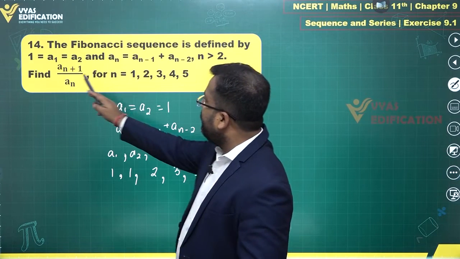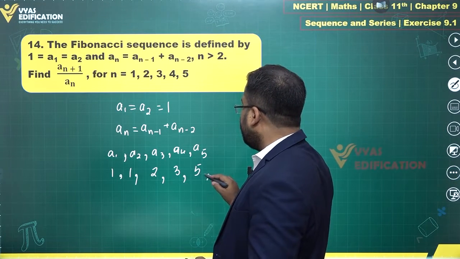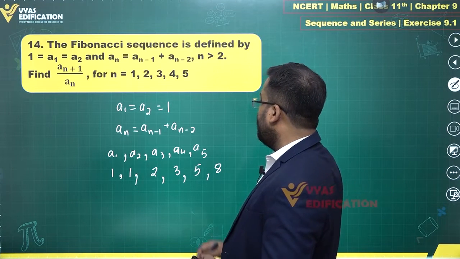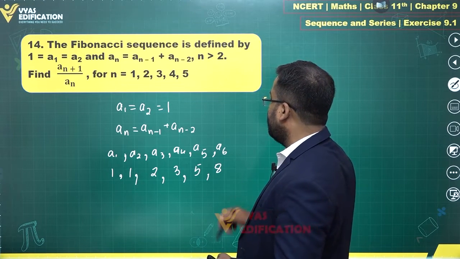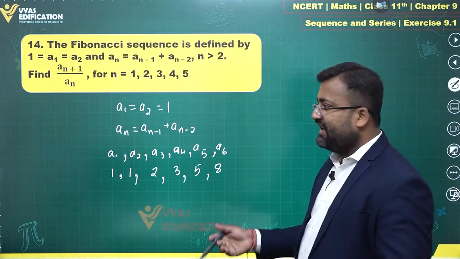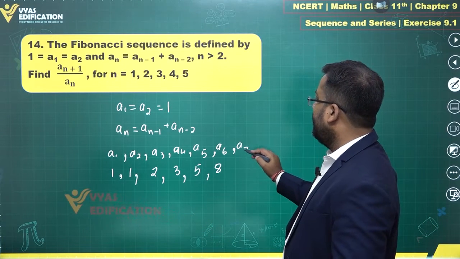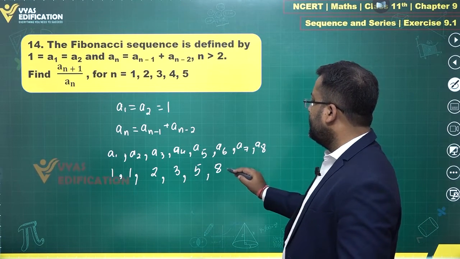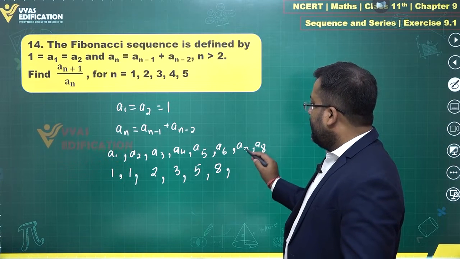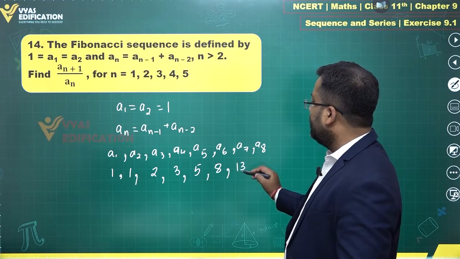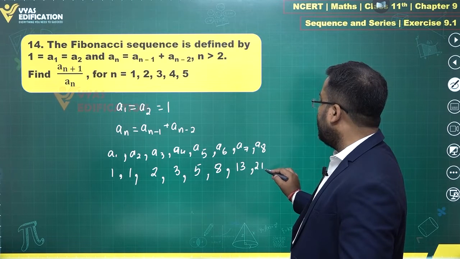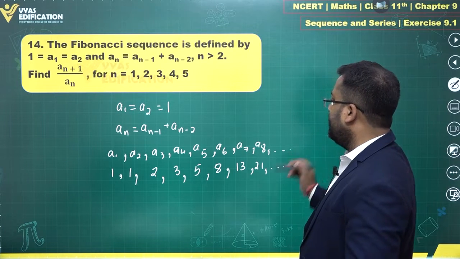Okay. So for 5, this is A6. So at least write up till A6. 5 plus 3 is 8. Over here, this is A6 for us. If you want, you can find A7, A8 as well, right? The sequence looks like this. 8 plus 5 is 13. 13 plus 8 is 21, and so on and so forth, right? This is what you get.